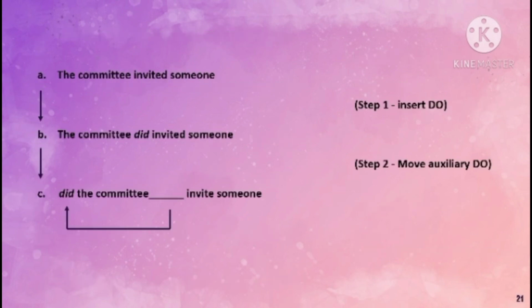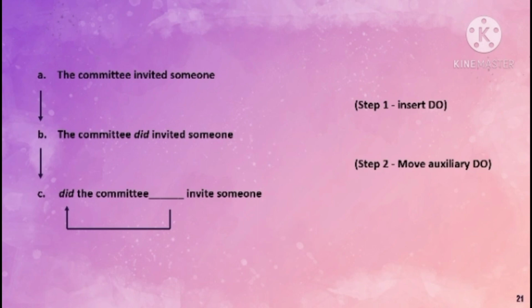Now let's proceed to our last example. So we have here the declarative sentence: the committee invited someone. In this case, we have a different example this time around. It became different because it already requires the word do. The main reason is that we don't have an auxiliary.